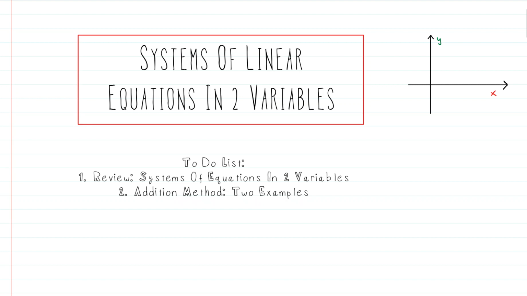Today we're talking about systems of linear equations in two variables. We are in two space because we have two variables, so you'll see a Cartesian coordinate system in the graphs that we draw. And the to-do list today, first we'll do a quick review.